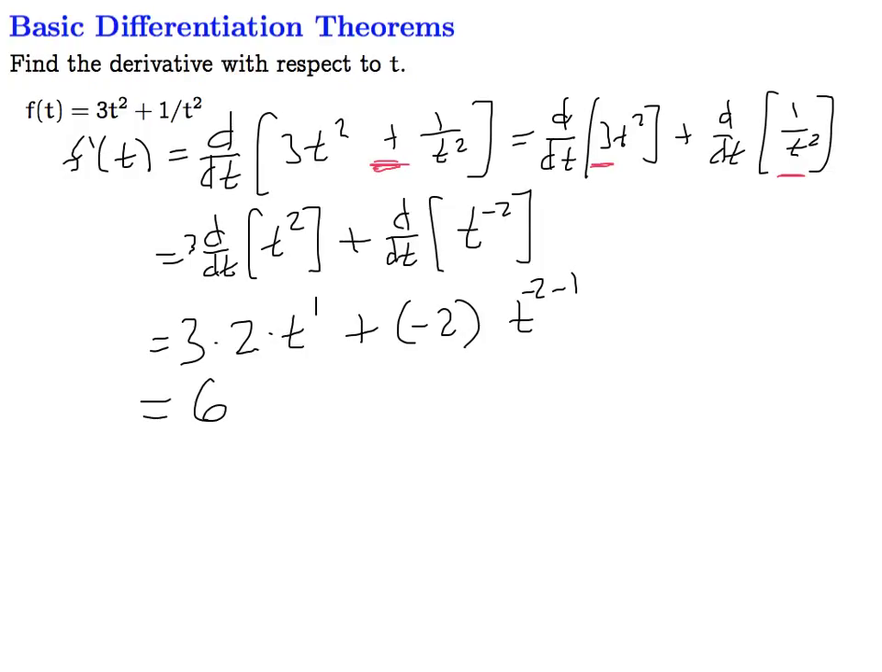And after simplifying I have 6t minus 2t to the negative third as my answer for my derivative. So this was really nice. We had up here a constant rule, a sum difference rule, we have some rewriting to do, another power rule again, so lots and lots of good stuff. So what we want to do is one more example.